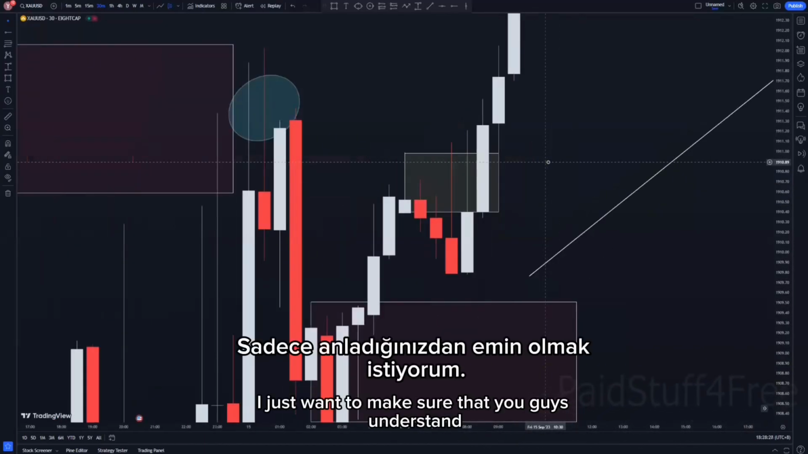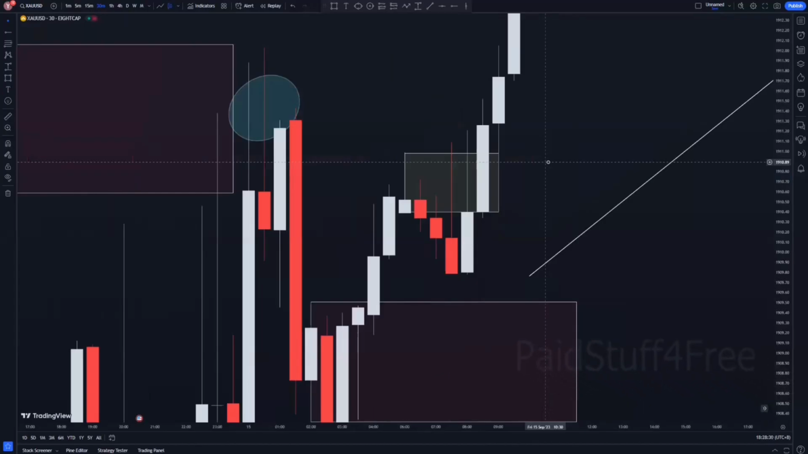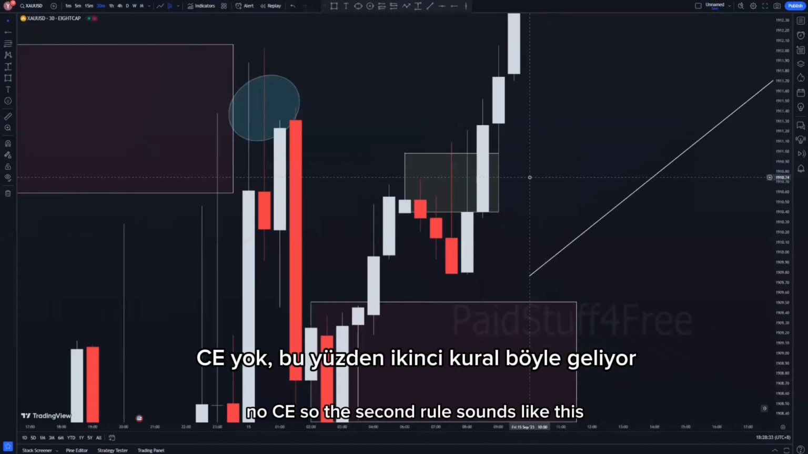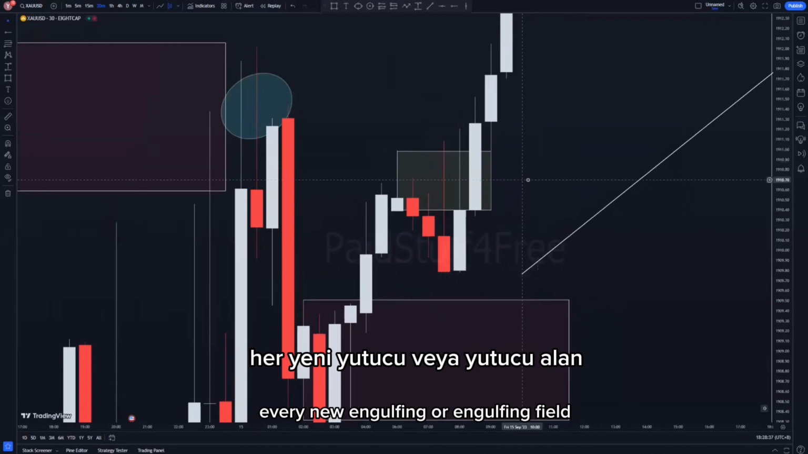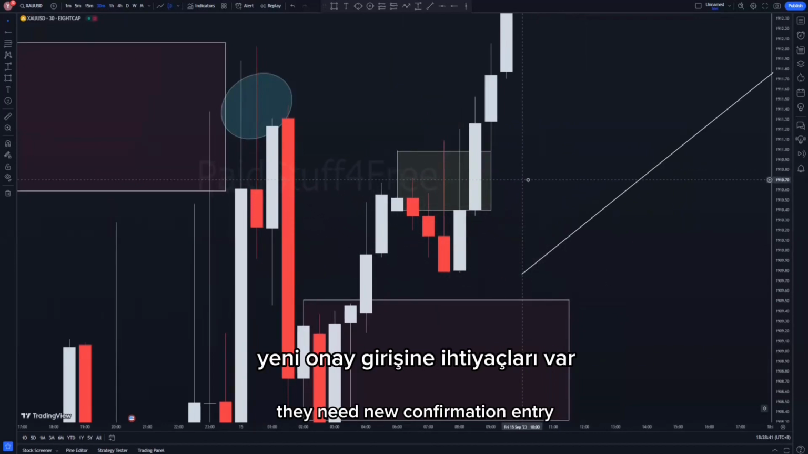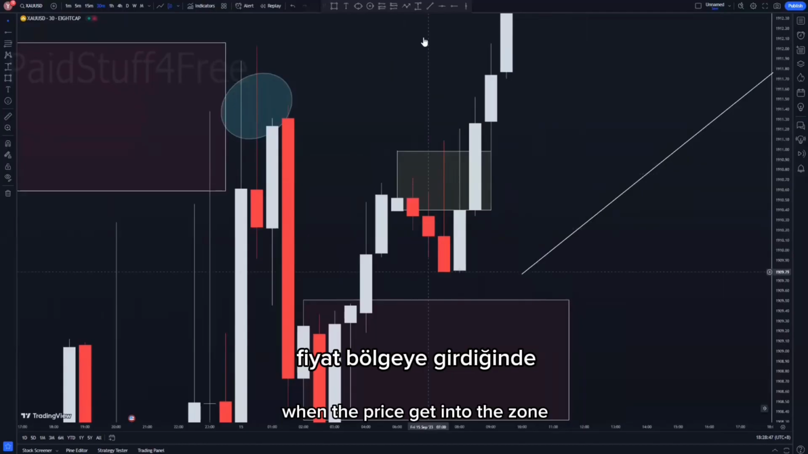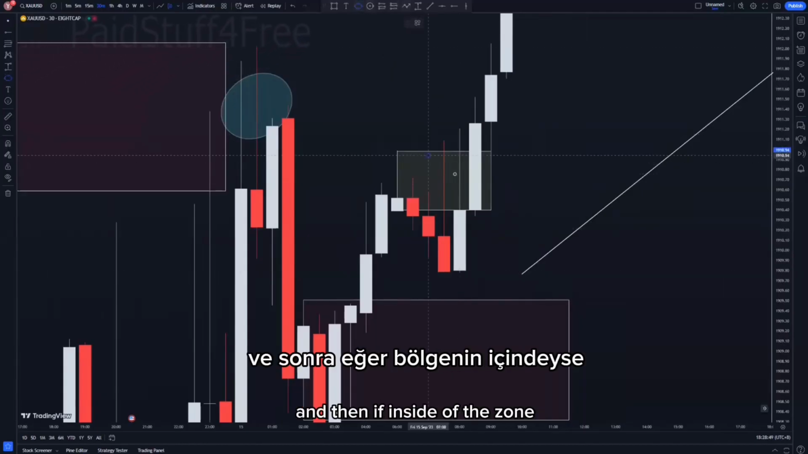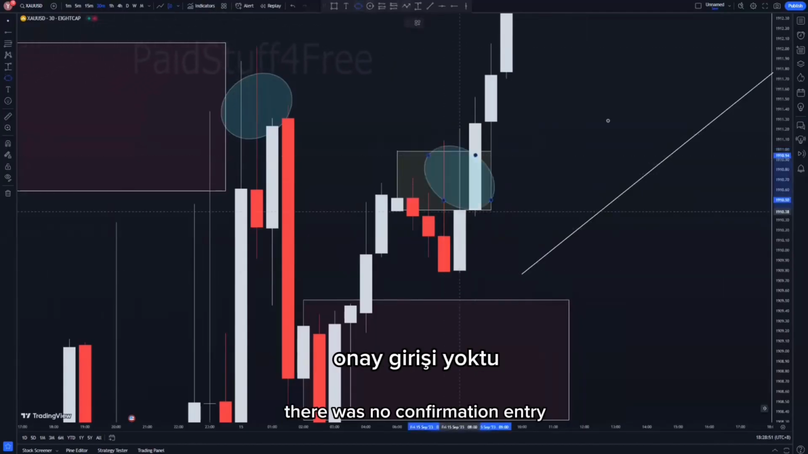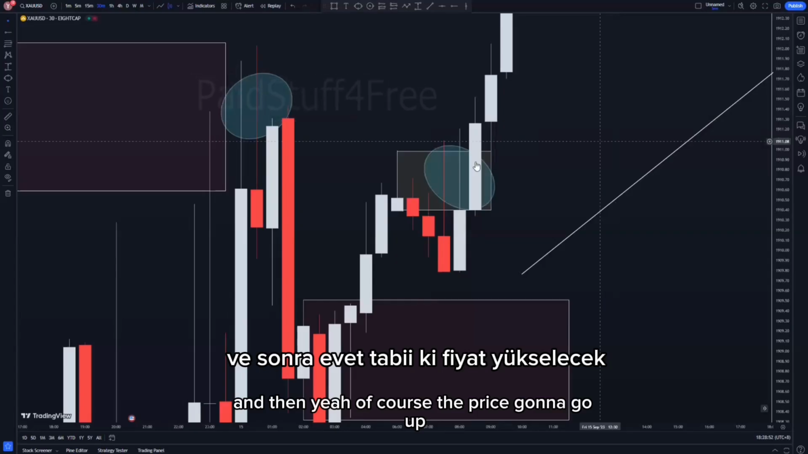I just want to make sure that you guys understand everything. Yep, no CE. So the second rule sounds like this. Every new engulfing or engulfing failed needs a new confirmation entry. They need new confirmation. All right. So when the price gets into the zone, and inside of the zone there was no confirmation entry, then of course the price is going to go up.